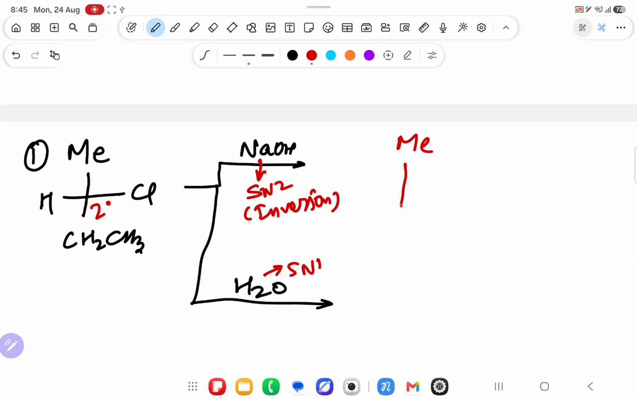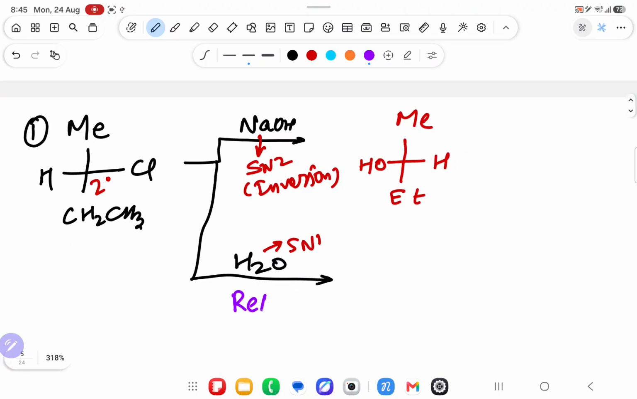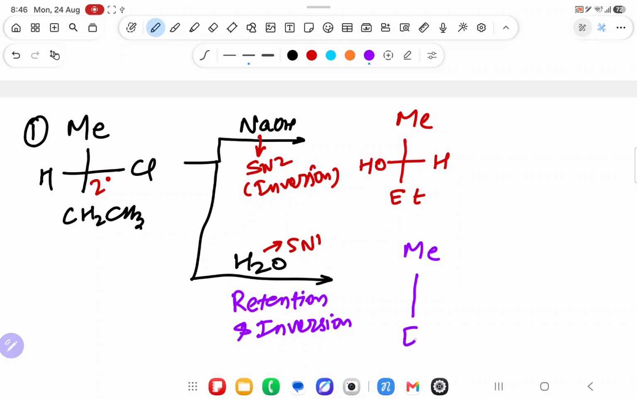Me, bottom side is Et, CH2CH3 is Et, H will come this side, OH will come this side. It will form inversion product, only one product. But SN1 will form retention and inversion both. What you will get? Me, Et, H, OH, one product. Me, Et, H, OH, another product. Two products will come because SN1 is there.